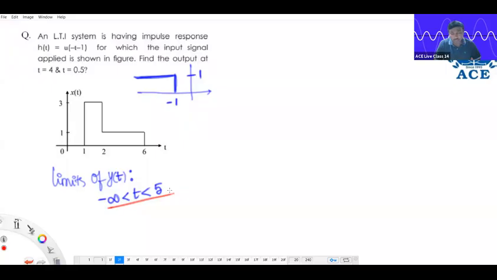Like we have done yesterday, try to fold and shift the h of t signal, everyone. Change of axis from t to tau, fold and shift. Later on, substitute that instant. You'll get the answer. Output is defined for t less than 5, sir. We are expecting the answer at 4 and 0.5.